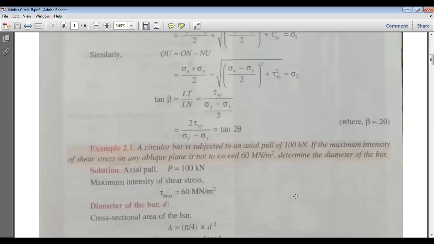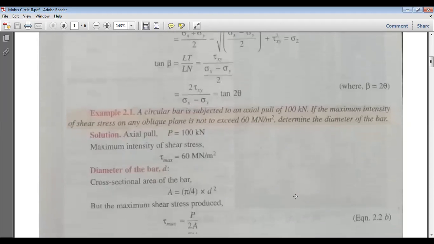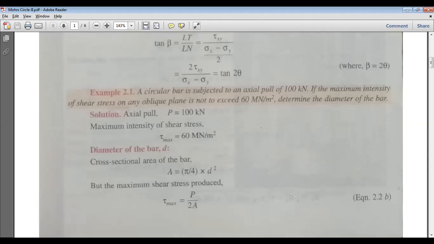Okay, so now we'll be solving a problem where we have a circular bar under a 100 kilonewton axial pull, and the maximum intensity of shear stress on an oblique plane is not to exceed 60 meganewton per meter square. Determine the diameter of the bar. So P equals 100 kilonewton, tensile in nature, and the maximum shear stress is given as 60 meganewton per meter square. So only two things are given. A circular bar is given, and we have to find the diameter of the bar.